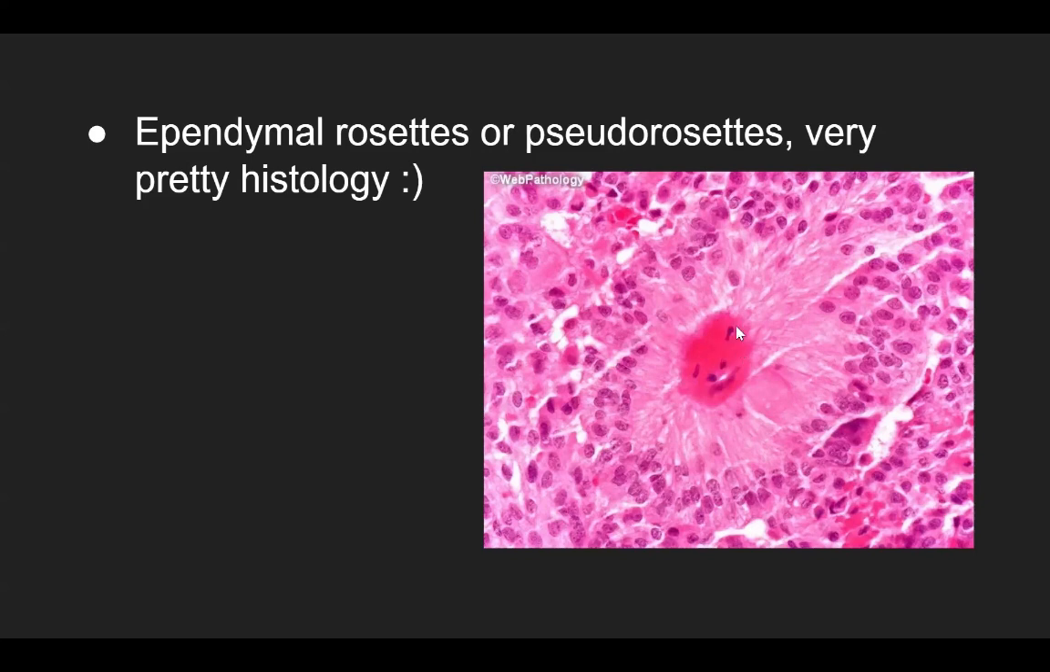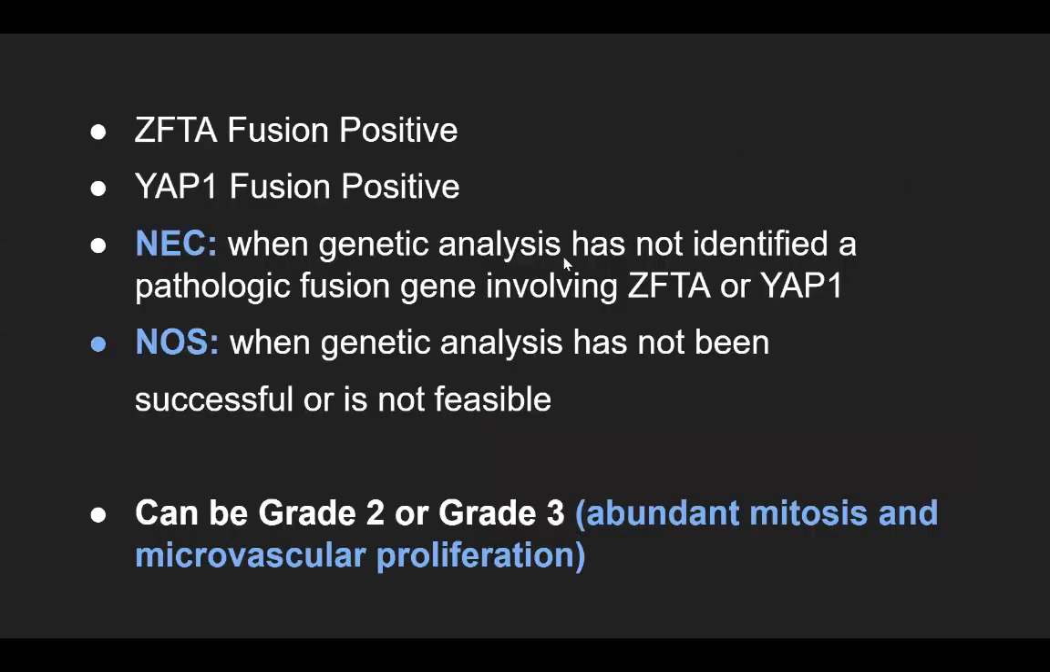What happens is the tumor cells align themselves around a blood vessel and it ends up looking like a very pretty flower or rose. These are called ependymal rosettes or pseudorosettes. Those of you who are going to appear in theoretical exams, this is an important histology to remember. Otherwise, it probably never comes up again in your life.